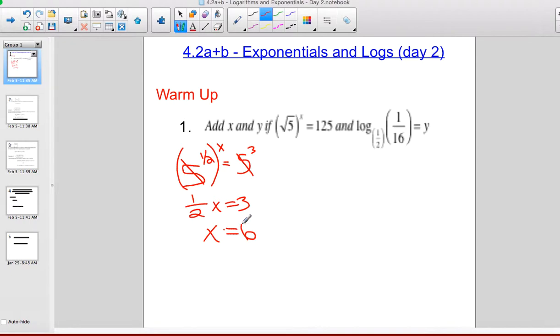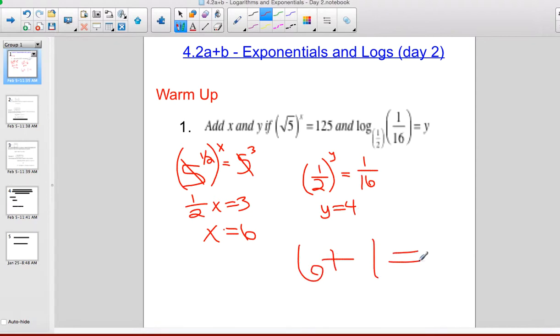On the other part, we have log in base 1/2 of 1/16 equals y. So what we want to do is just rewrite it as an exponential. So it's going to be 1/2 to the y equals 1/16. You can convert to a base of 2, but you might not need to. You probably know that 1/2 to the 4th power will equal 1/16 because distribute the 4 to both, you'll get 1/16. So you're going to get y equals 4. And if it just says to add x and y, you'll get 6 plus 4, which is obviously 10.